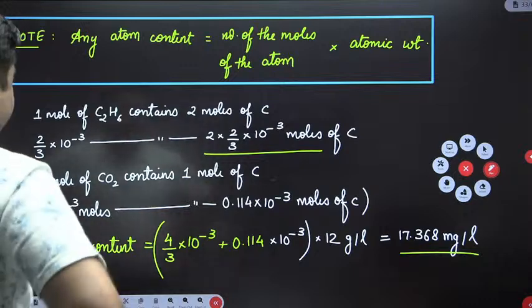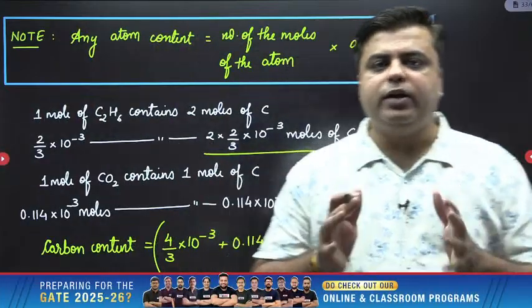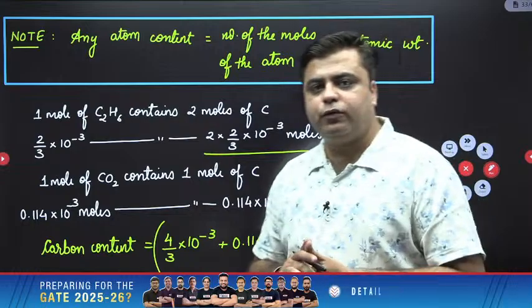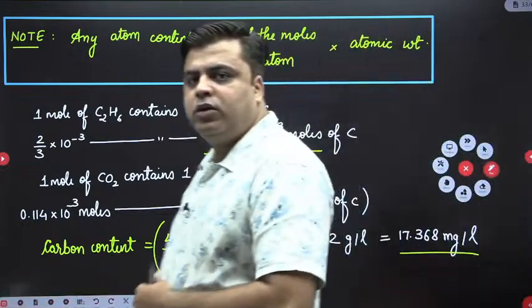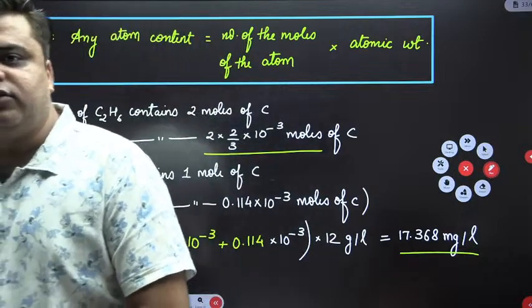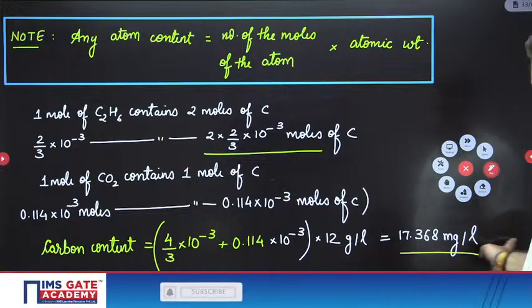Okay, so like this you need to solve. Whenever you need to find out content of any atom, you need to find out the total number of moles of that atom multiplied with the atomic weight. Yeah, very good. Sand and Silt has also answered it. Kirti is also saying yes. So 17.368. Chalo, moving ahead with this.